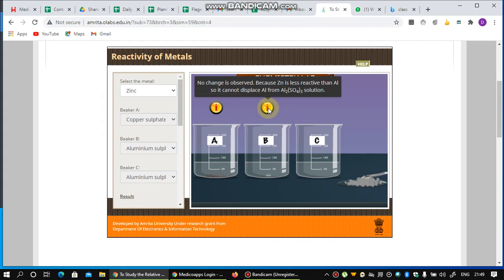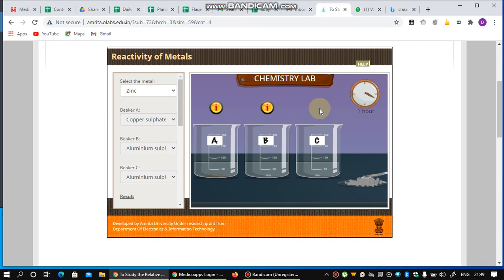So what happens? No change is observed. The reason being, what? Because zinc is less reactive than aluminum. In beaker C, again we are having the aluminum sulfate only.